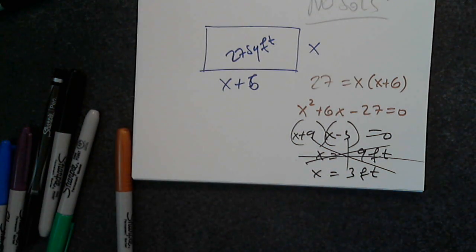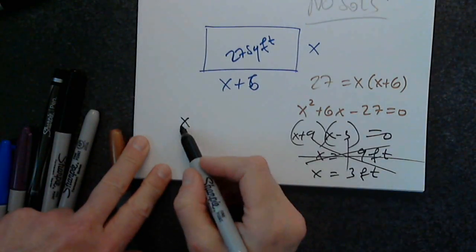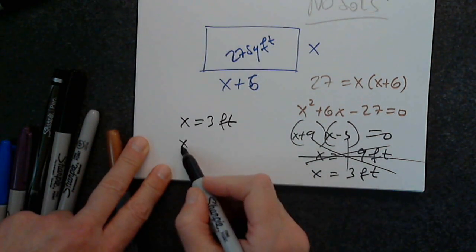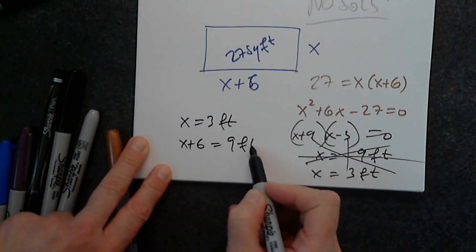Not possible to have a negative distance. So if x is 3 feet, how much is the length? 9. 3 by 9 is indeed 27 square feet. So x equals 3 feet, and x plus 6 equals 9 feet.